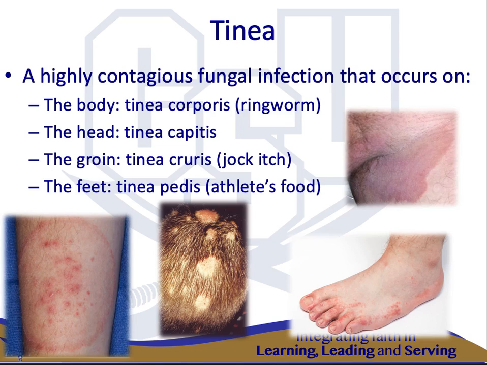Our next group of infections are tinea. Tinea is a fungal infection that occurs in the body, and we have 4 different types of tinea that we're going to look at. If it's on the body, it's called tinea corporis, or ringworm. If it's on the head, it's tinea capitis. If it's at the groin area, it's tinea cruris, or jock itch. And if it's at the feet, it's tinea pedis, or athlete's foot.